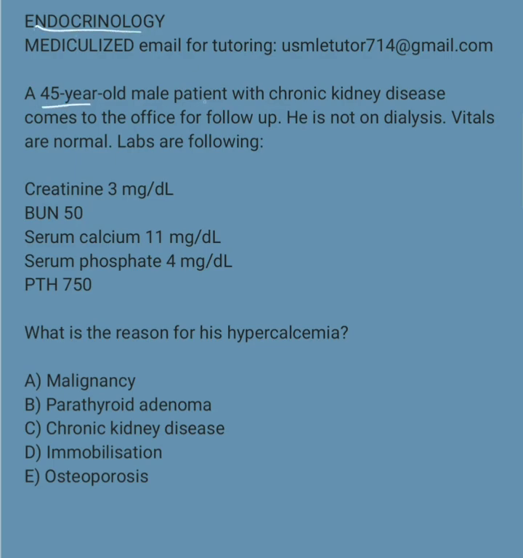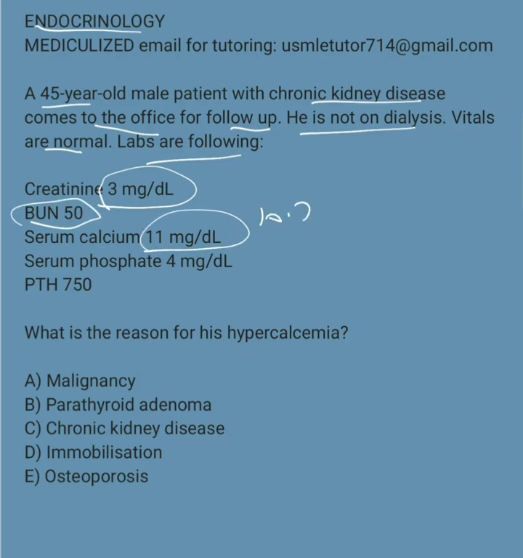A 45-year-old male with CKD comes to the office for follow-up. He's not on dialysis. What are the lab findings? The creatinine is high, for obvious reasons, because the patient has CKD. BUN is high and serum calcium is high. Remember, if it's greater than 10.2, that is high. Phosphate is normal, up to 4.5 is normal. And PTH is really high. I think about 60 is the upper limit of normal, so this is really high.